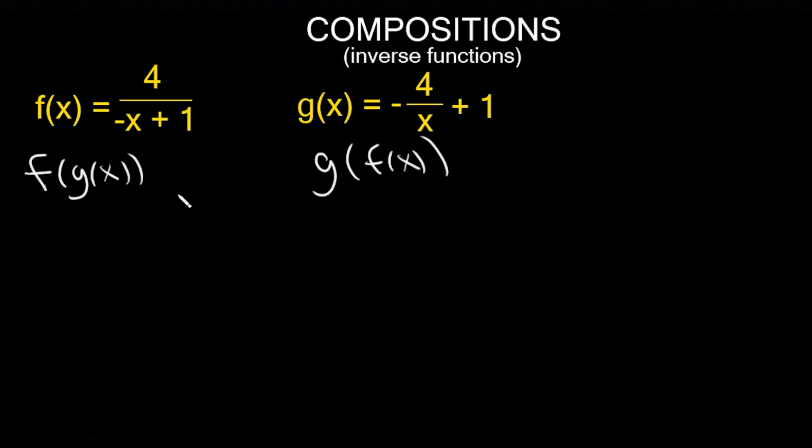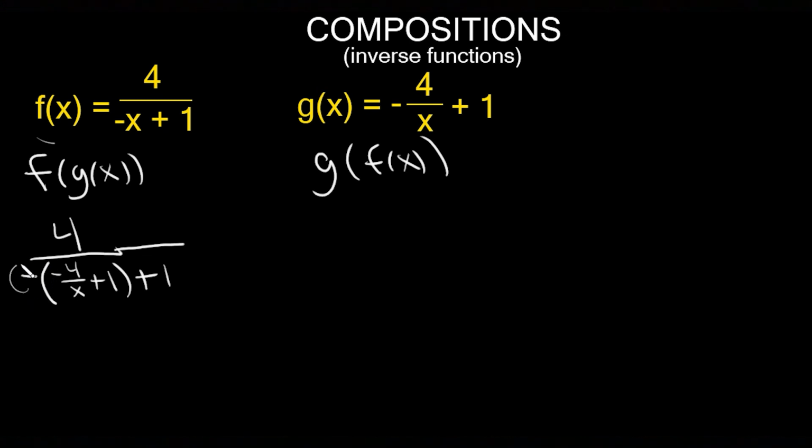I'm going to take my g of x and I'm going to plug it into x on my f of x function. Okay? So I'm going to have 4 over negative, and then in parentheses, I'm going to plug in my x value, which in this case here is going to be negative 4 over x plus 1. So putting it in parentheses, I have negative 4 over x, and then plus 1, okay? And then I have plus 1 again. So this one looks pretty messy, but we'll work through it.